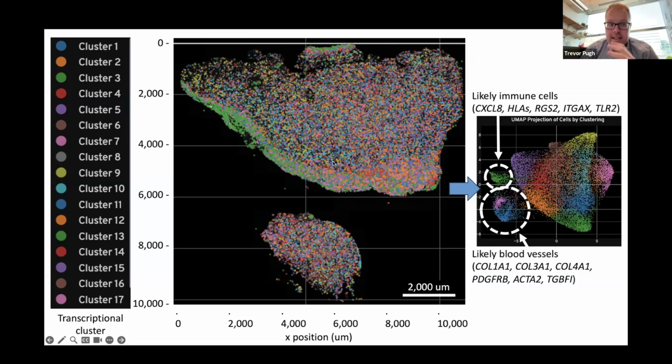So this is where we wanted to bring in the spatial information alongside the RNA sequencing.